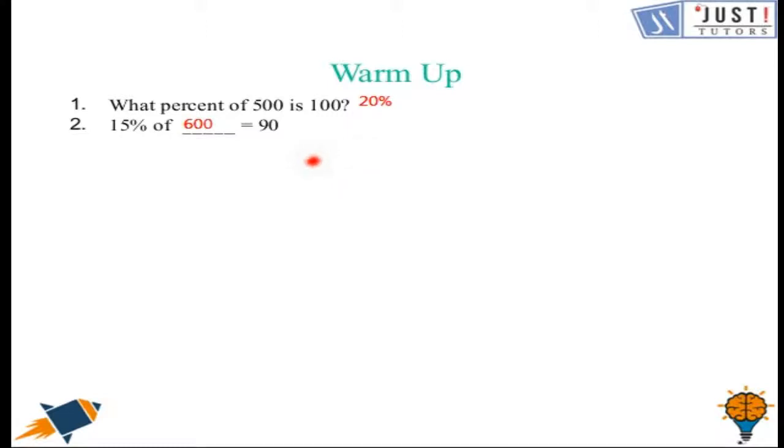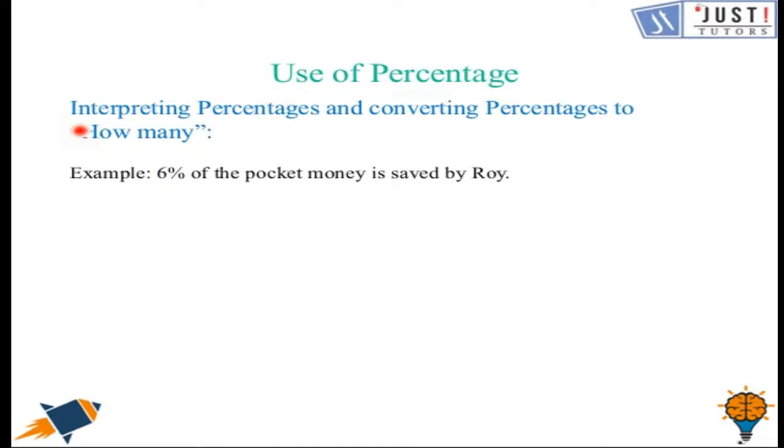So now here we have answers for these warm-up questions. Let's move ahead. The very first is interpreting percentages and converting percentages to how many. Here we have an example that says 6% of the pocket money is saved by Roy. By 6% we mean 6 parts out of 100 or 6 per 100. 6 out of 100. It can also be written as 6 over 100. It means if Roy has 100 rupees as pocket money, he saves 6 rupees of it.